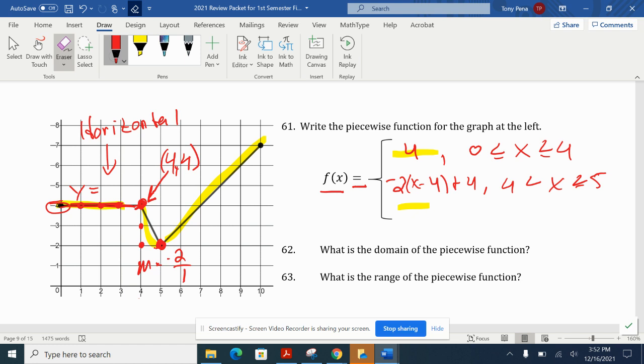Last but not least, this third line, I want the slope of this third line. I'm going up 1, right 1, up 1, right 1, up 1, right 1, up 1, right 1, up 1, right 1. So that slope is a 1. I'm now going to use this point right here for my point, and that has coordinates of 5, 2. So I would do x minus 5 and then plus that 2.